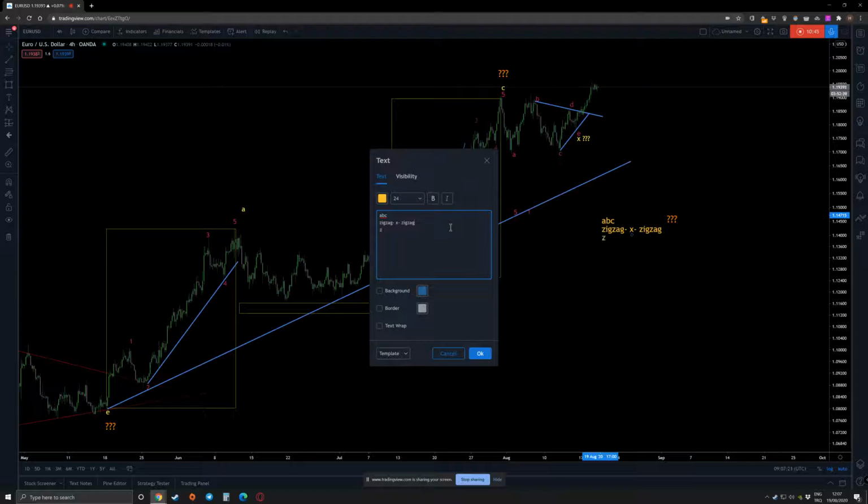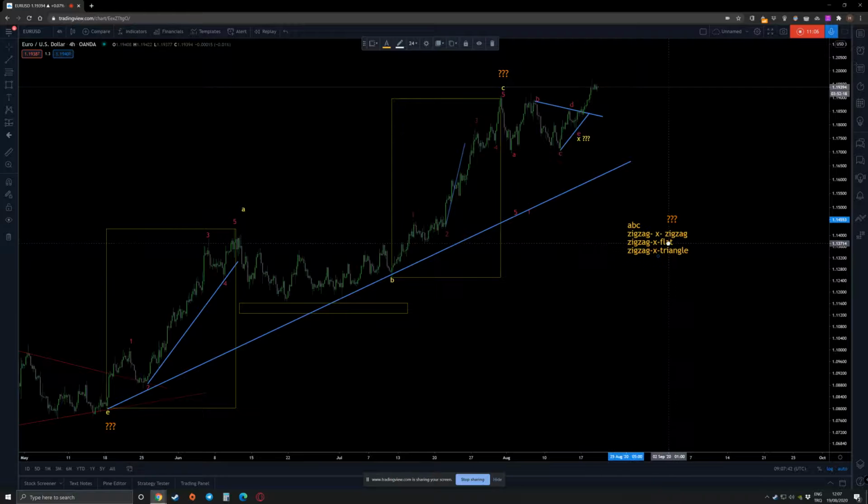The other possibility, now that we have the zigzag and the x wave, is that we can make a flat now. After this we can make a zigzag with an x wave and then a triangle. So far I showed you 3 examples, and these 3 examples are only showing me the complex corrections with one x wave.